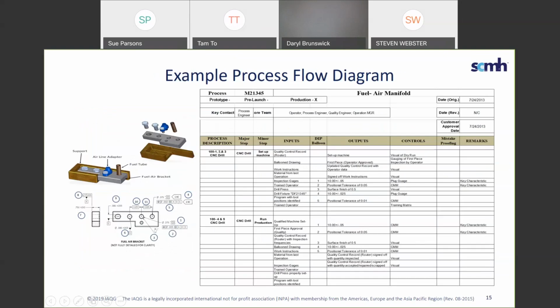Here's an example process flow for the fuel air manifolds as captured within AS13004, created by the Aerospace Engine Supplier Quality Group. This provides a good how-to on process flow, PFMEAs, and control plans. This slide captures the sample process flow, and Daryl will be using this to help show some of those key connections from the process flow to the PFMEA.